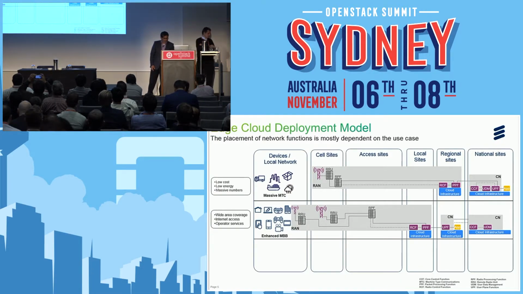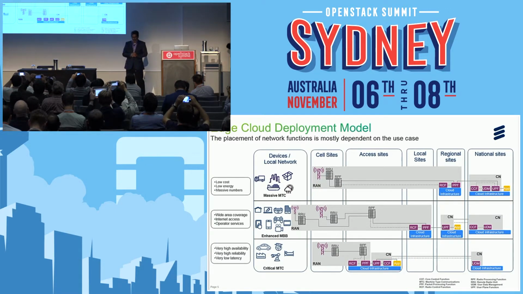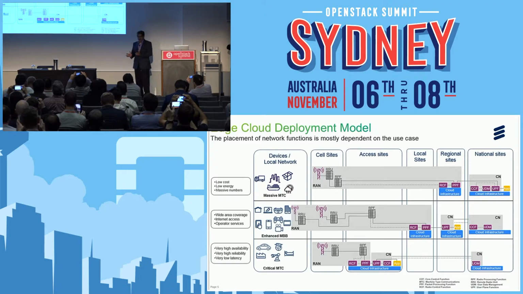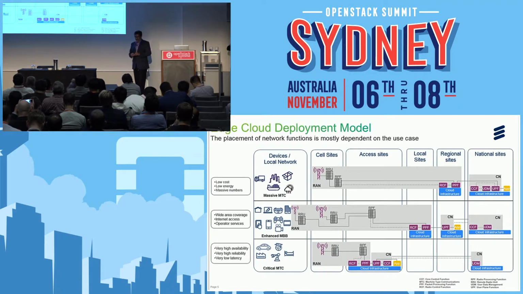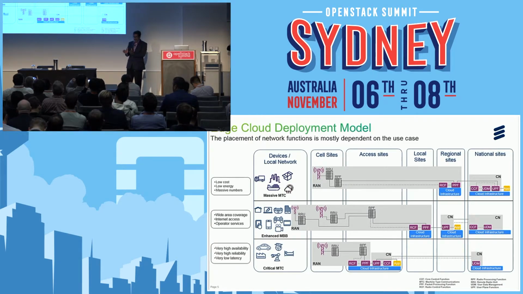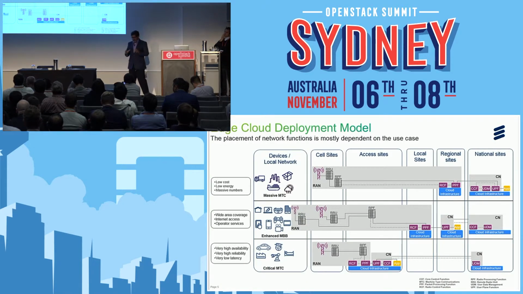And then finally, if you go into the critical MTC, with very high availability, reliability, and low latency use cases, that's where you see things start to move more towards the access, towards the edge. You see that both the core network as well as the RAN virtualized functions have been moved from the regional and the local side towards the access side. So that's where you'll see the deployment model where you could use 5G's flexibility to serve these use cases.